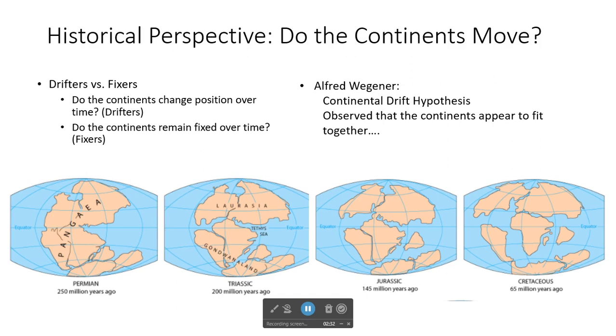Now, Alfred Wegener came up with the continental drift hypothesis because he observed that the continents appear to fit together, as shown in the image below.